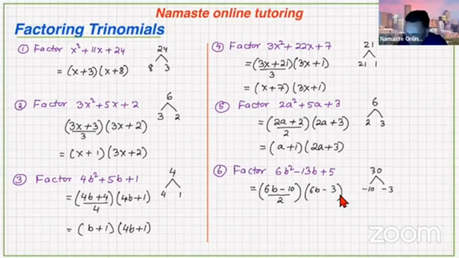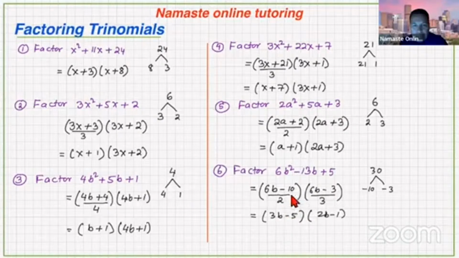So the factored form will be, when you divide, in the first parenthesis it will be 3b minus 5, and in the second parenthesis it will be 2b minus 1. Because you can see here, 6b divided by 2 is 3b, and 10 divided by 2 is 5. Similarly, in the second parenthesis, 6b divided by 3 is 2b, and 3 divided by 3 is 1. So this is how we can use the technique to quickly find the factors when a trinomial is given.